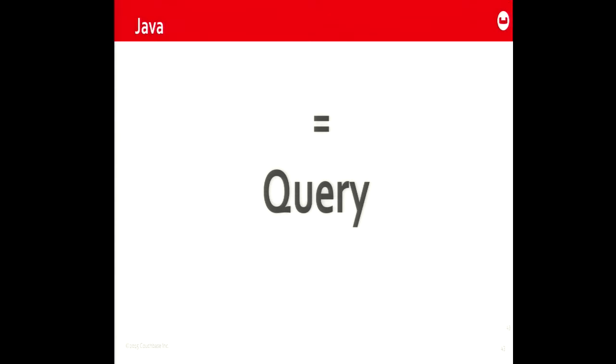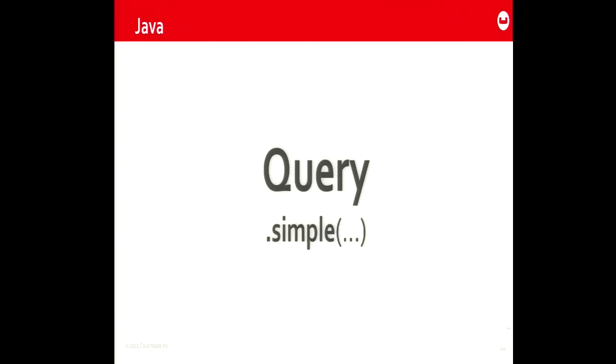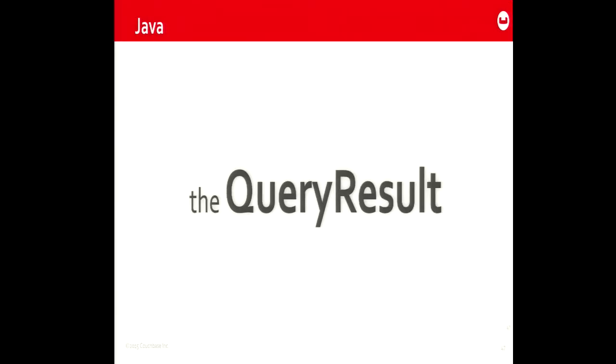To create a query, we have factory methods. From the query interface, we have a factory method for a simple query, no parameters, no nothing. Parameterized query, so placeholders, basically. Or maybe you want to execute a query plan that you had from a previous run. And that gives you a query result.